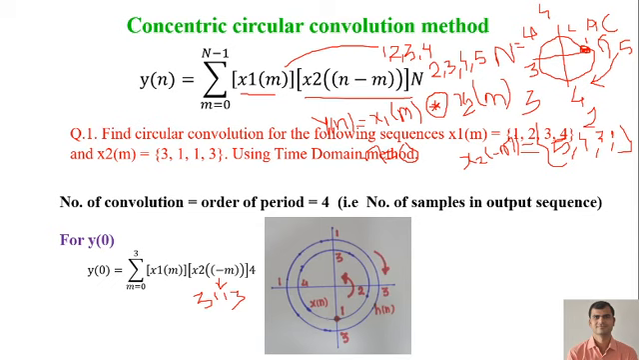Then you multiply 2 into 3 plus 1 into 3 plus 4 into 1 plus 3 into 1. We will be getting the answer as 16. That is 1 into 3 plus 2 into 3 plus 3 into 1 plus 4 into 1.